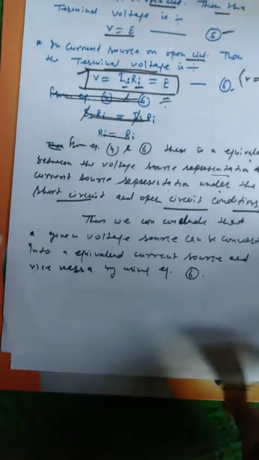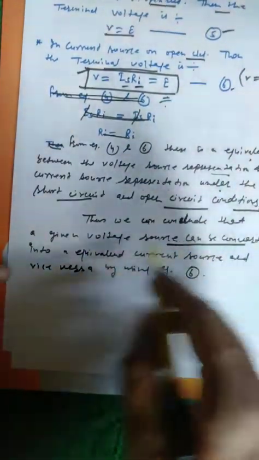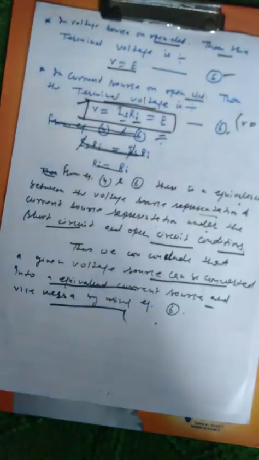Thus we can say that a voltage source can be converted into a current source and a current source can be converted into a voltage source.